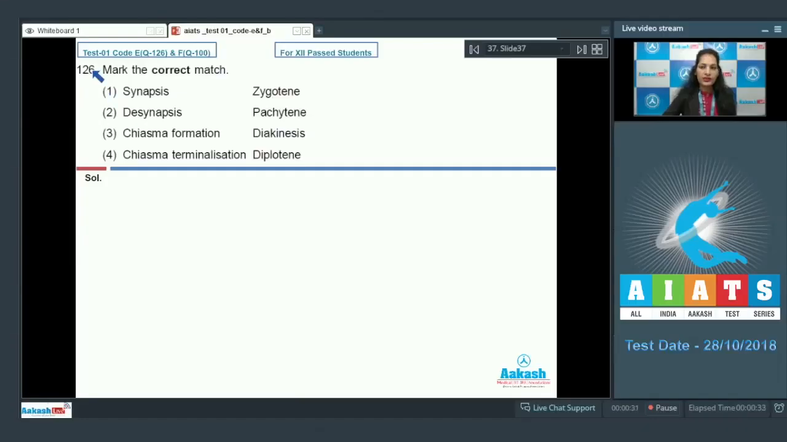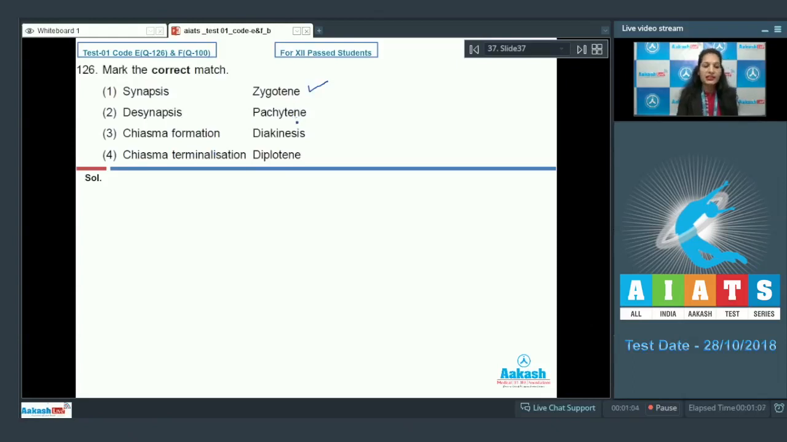Question number 126. Mark the correct match. Synapses, zygotene. Desynapses, pachytene. Chiasma formation, diakinesis. Chiasma terminalization, diplotene. You need to choose the correctly matched option. Synapses, zygotene. Synapsis is the pairing of homologous chromosomes which takes place in zygotene. So this is the correctly matched option.